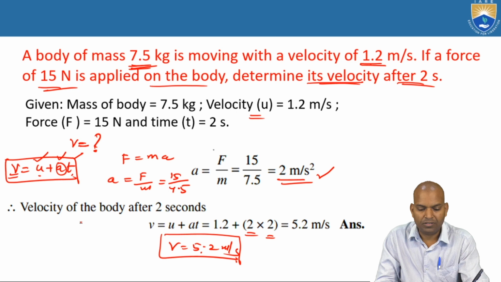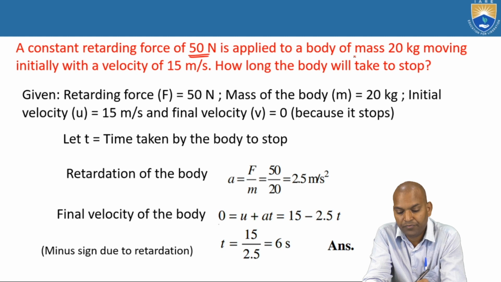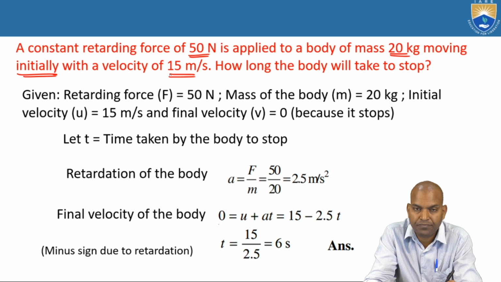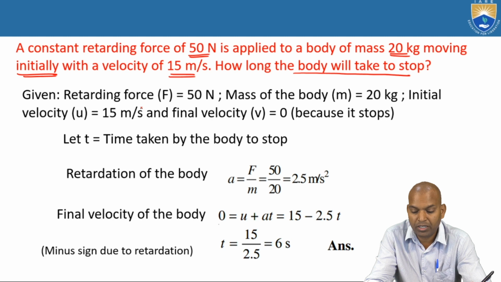The next sum: a constant retarding force of 50 newtons is applied to a body of mass 20 kg moving initially with a velocity of 15 meter per second. How long will the body take to stop? It is a retarding force of 50 newtons on a mass of 20 kilograms moving initially with a velocity of 15 meter per second. How long will the body take to stop?